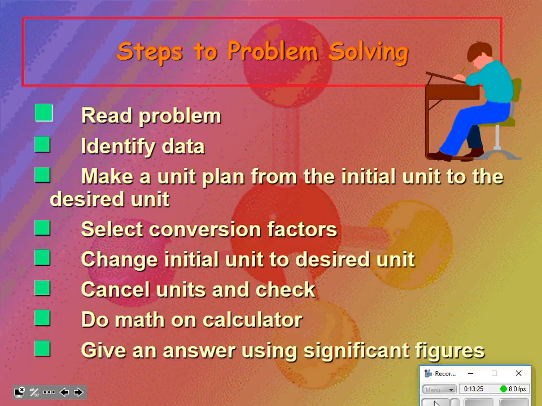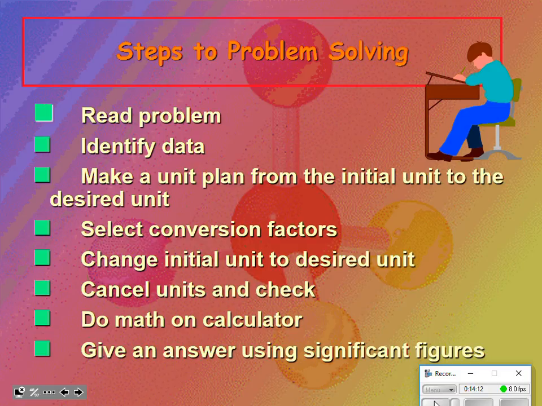I put these in this presentation because a lot of the times people want step-by-step directions on what you need to do. Now this is no different than what we have just been doing. It just points it out. First, you read the problem and you identify the data that is given to you. You make a unit plan from the initial unit to the desired unit. So it's kind of your game plan on how you're going to proceed to get your units to cancel out.